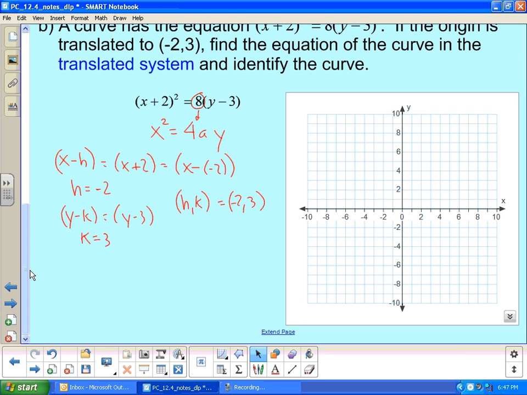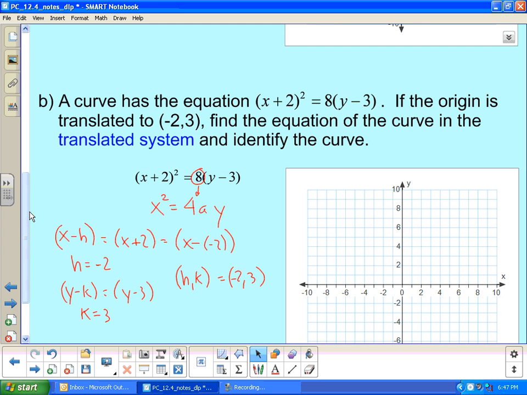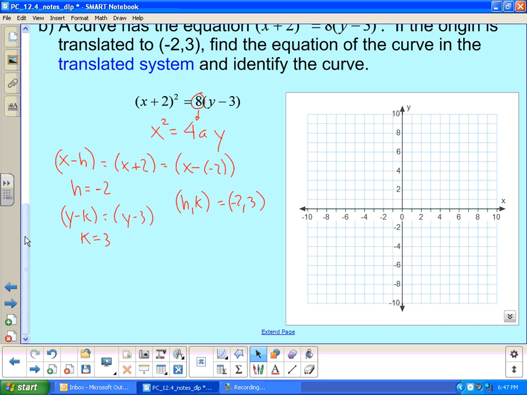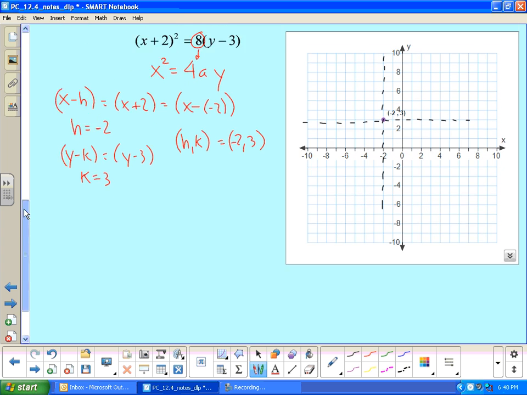Again, we were given that information up here, but I want you to be able to take a look at the equation and see if you can find out that information without being given the origin. All right, so we have a new point of negative 2, 3. Let's see if I graph this right. There is my new origin of my translated system. And we're going to find the equation of the translated system. Well, it kind of sounds complicated, but it's really not that bad. Let's get the hang of it.